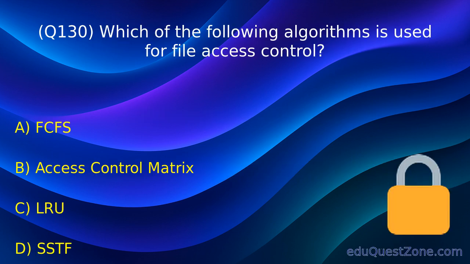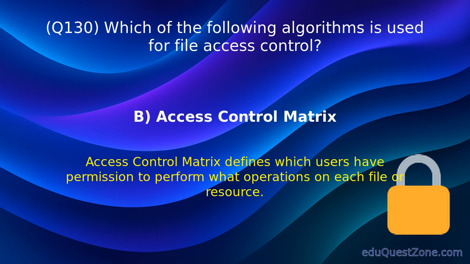Question number 130. Which of the following algorithms is used for file access control? Option B, access control matrix. Access control matrix defines permissions of users over system resources.